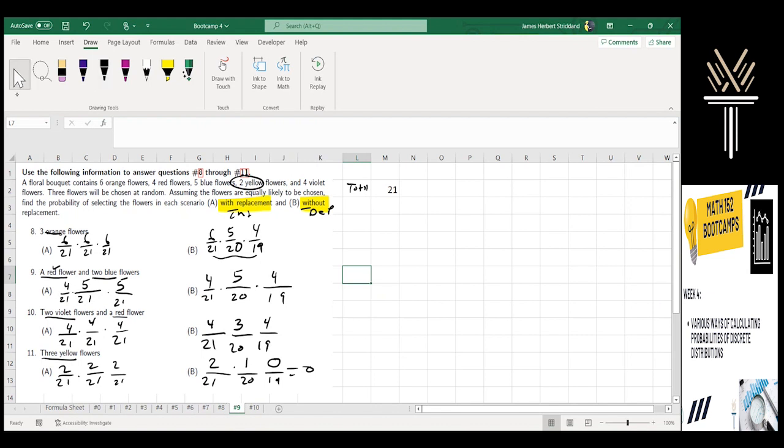And if you want a decimal approximation, again, just remind us, let's look at part B here. So I just type one of them in. For 9B, you would type them in just as they're written. So 4 out of 21 times 5 out of 20 times 4 out of 19. Just type them in literally how they're written. Hit go, and there's your probability.